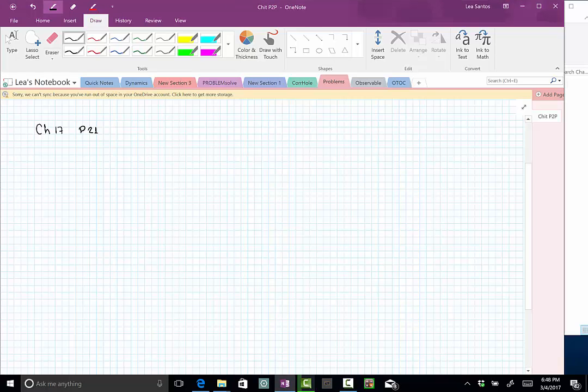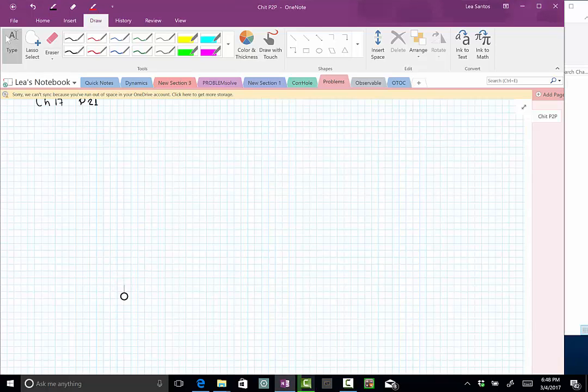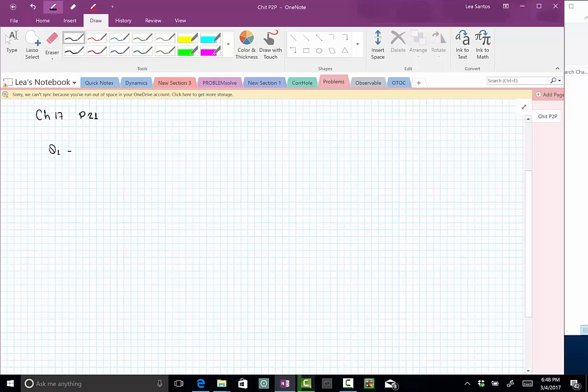So this is problem 21 of chapter 17 of Giancoli 6th edition. And what we have is the following. We have two identical point charges. I'll call one Q1 and the other one Q2, but we know that they are identical. Both have the same charge, 9.5 microcoulombs.